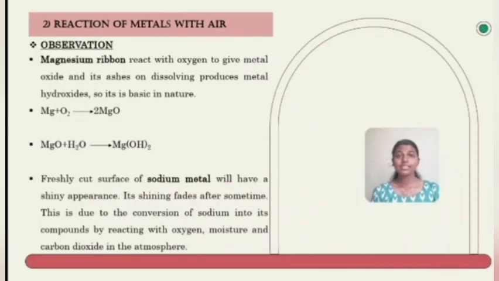So the second activity is reaction of metals with air. From the observation, we saw that magnesium ribbon reacts with oxygen to give metal oxide, and on dissolving in water it produces metal hydroxide, so it is basic in nature. From the video of sodium metal, the freshly cut surface of sodium metal has a shiny appearance. Its shine fades after some time. Why? This is due to the conversion of sodium into its compounds by reacting with the oxygen, moisture and carbon dioxide in the atmosphere.